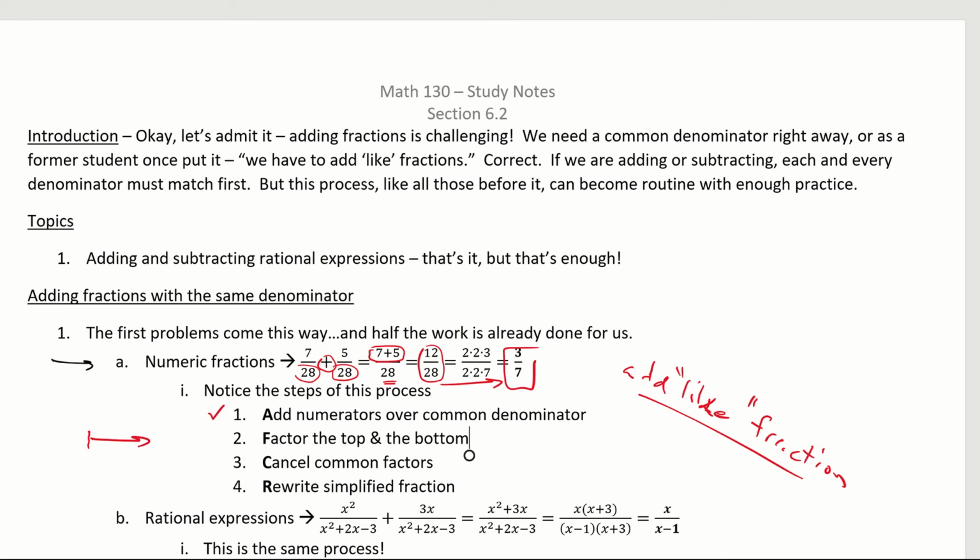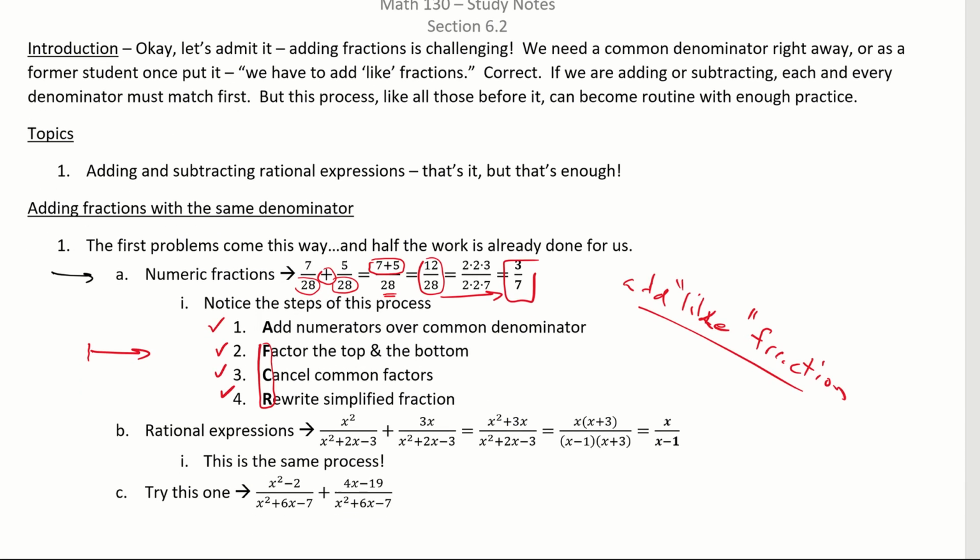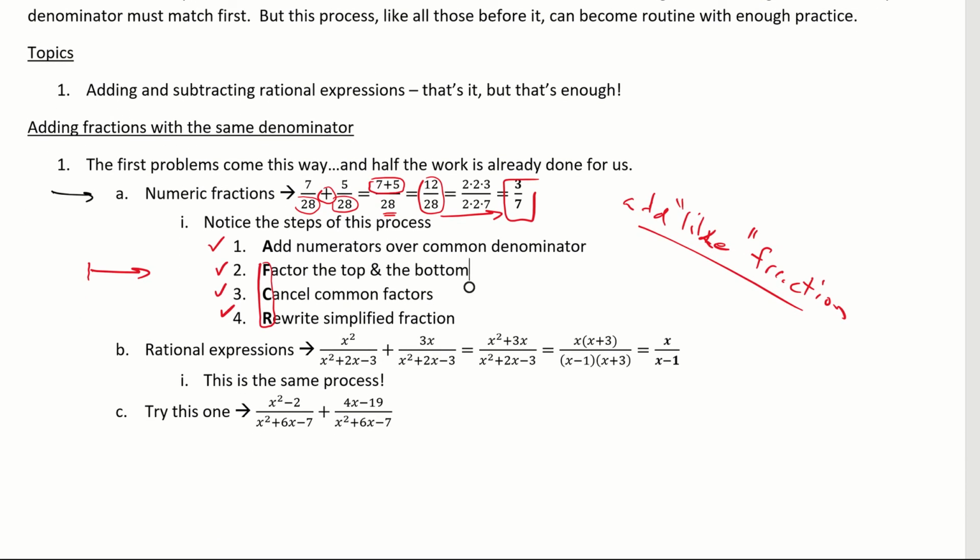Okay, so I'm asking you guys to watch these steps. Add numerators over the common denominator, and do you remember this from the last video? Factor, cancel, rewrite after that. So the first part is putting them together, and the rest is what we did in section 1. Here's what it looks like with a rational expression, and I'm emphasizing it's the same process.